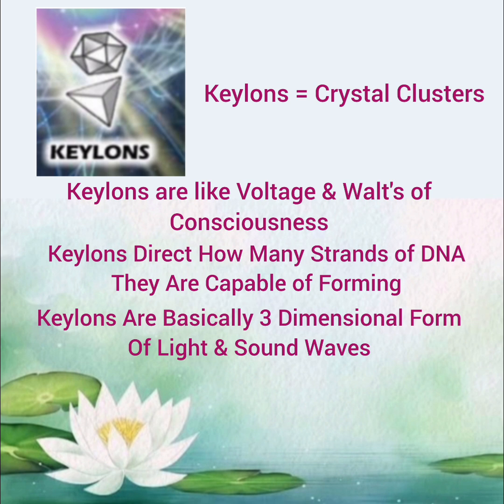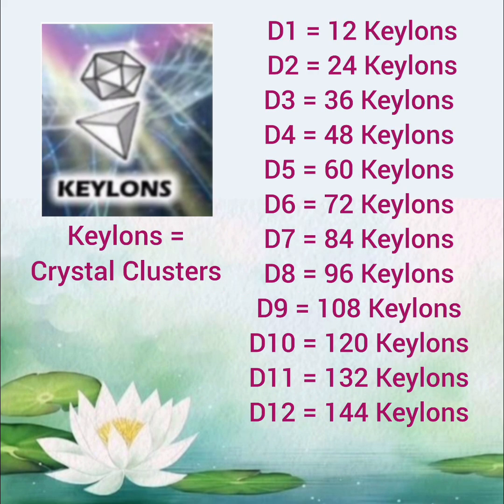So keylons are basically the three-dimensional form of light and sound waves. As we now know, dimension 1 has 12 keylons, dimension 2 has 24 keylons, dimension 3 has 36 keylons, dimension 4 has 48 keylons, dimension 5 has 60 keylons, dimension 6 has 72 keylons, dimension 7 has 84 keylons, dimension 8 has 96 keylons, dimension 9 has 108 keylons, dimension 10 has 120 keylons, and dimension 11 has 132 keylons.